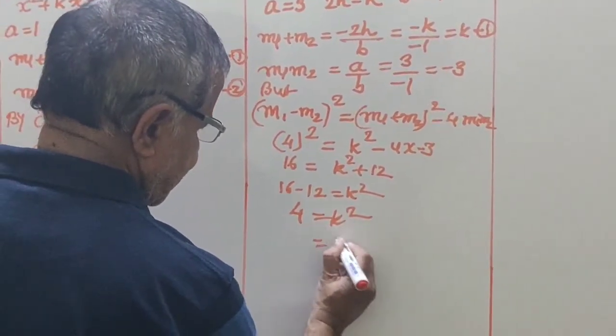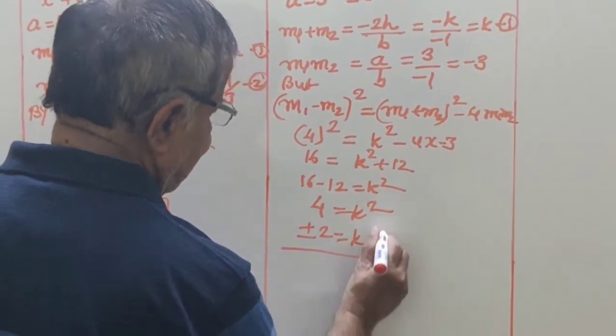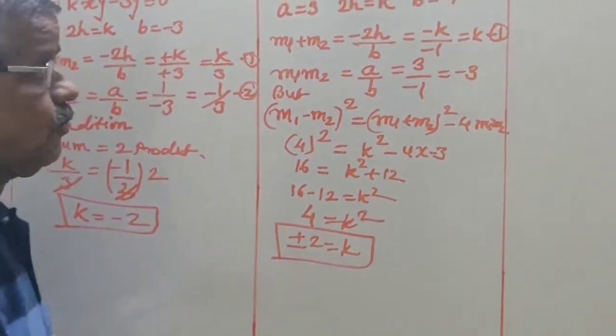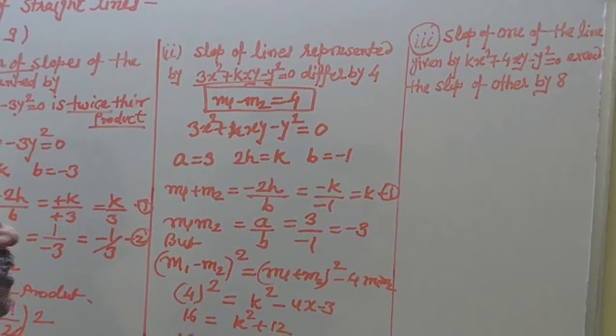Now taking the square root, this can be written as plus minus 2. This is the required value for the given problem. Do you understand this problem? Now we are going to the third problem.